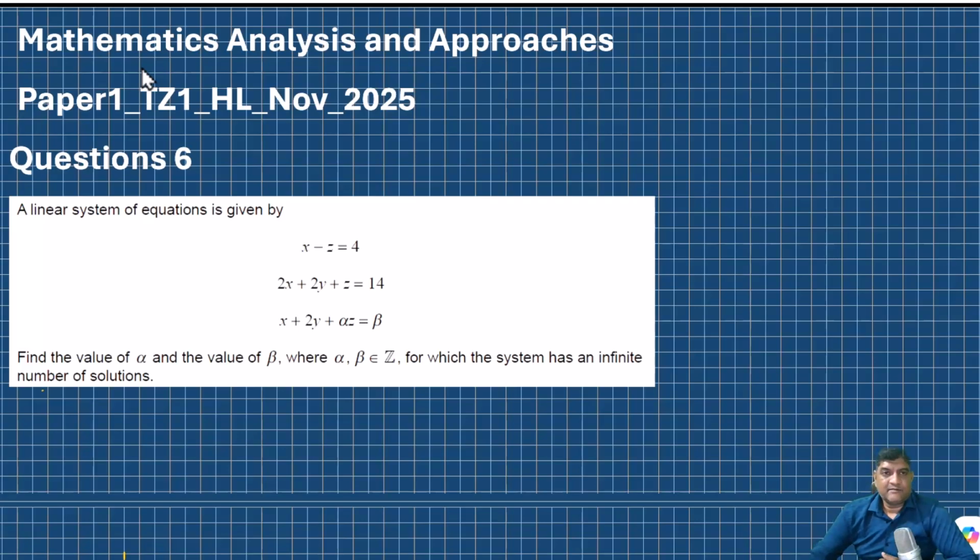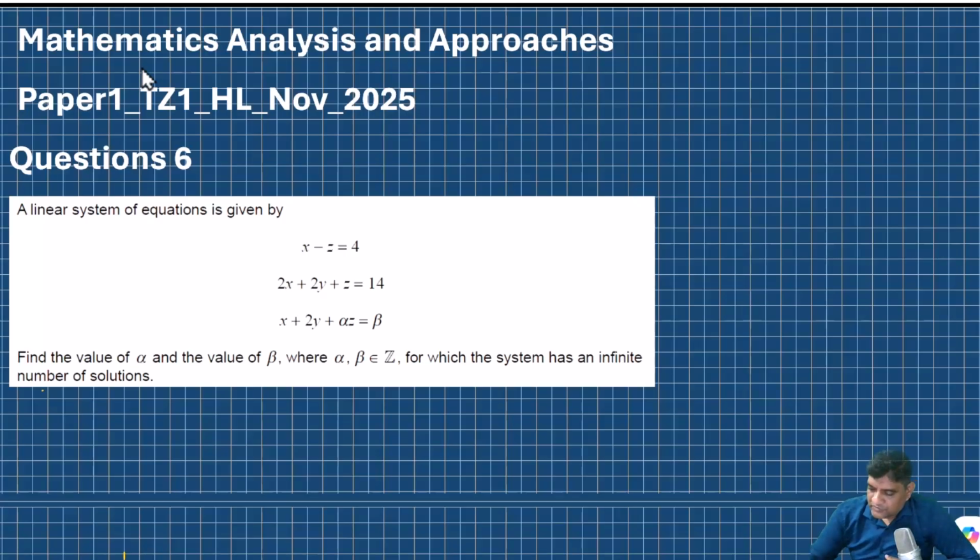Mathematics, Analysis and Approaches, Paper 1, Timezone 1, November 2025, question number 6. In this question, we are given three linear equations in three variables, and we want to solve them and get the values for alpha and beta, given the condition that the system has an infinite number of solutions.